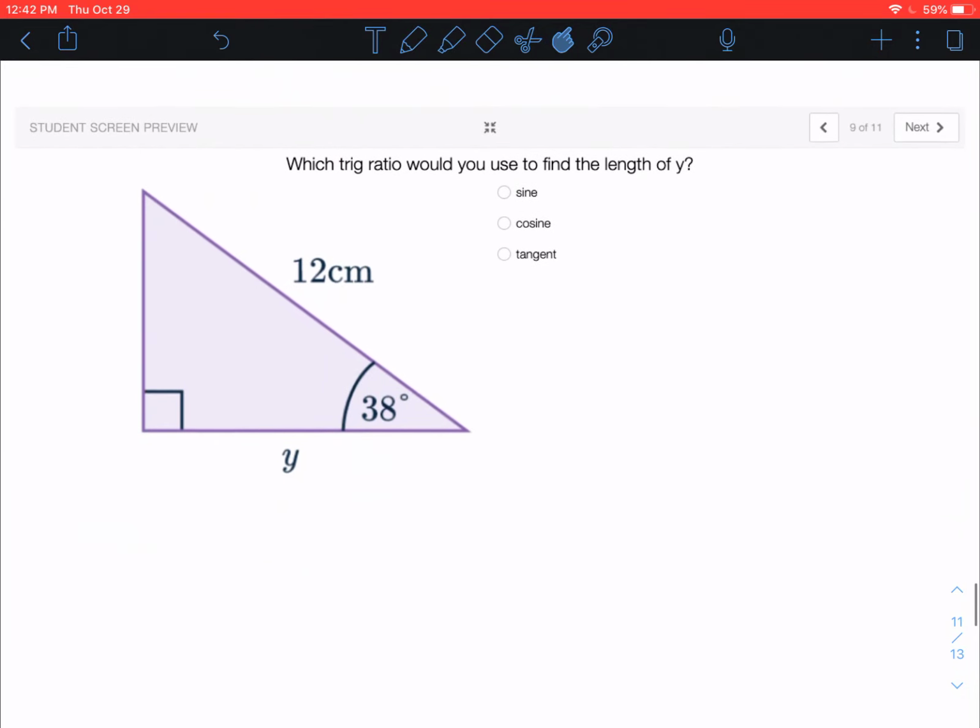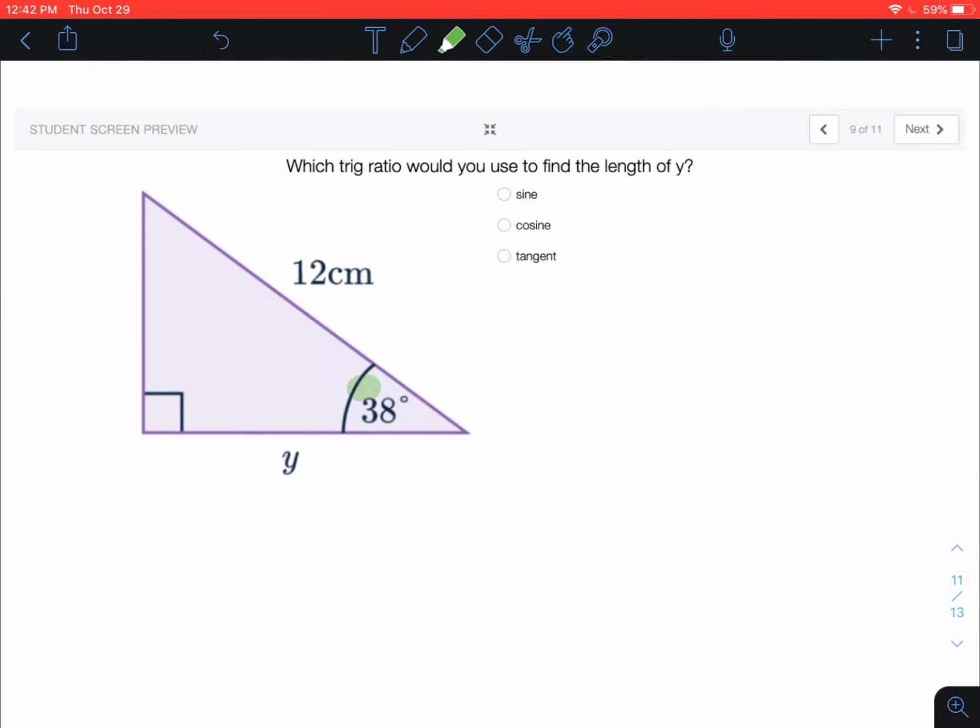Let's look at another example. Here they're asking us which trig ratio would you use to find the length of Y. So the first thing I'm going to do is I see that they're giving me angle 38, so I'm going to label my triangle relative to that angle. So if I go to the opposite side, that's going to be O. If I go opposite the 90-degree, that's going to be the hypotenuse. And this final side is going to be the adjacent.